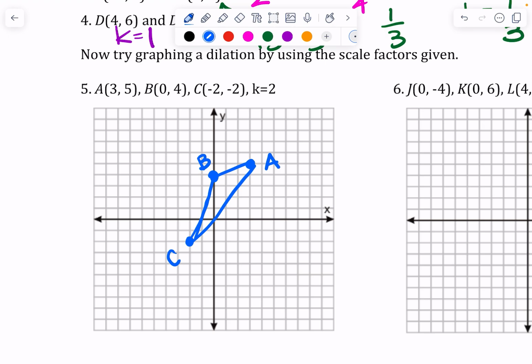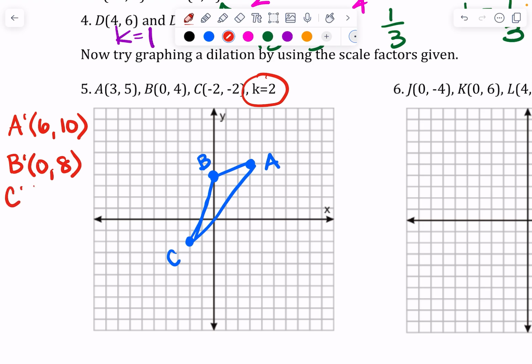Okay, now the scale factor says right here that it's 2. So I'm going to take all the ordered pairs that they gave us, and I'm going to multiply them by 2. So A would become (6, 10), B would become (0, 8), and C would become (-4, -4). And now I'm going to regraph that on my graph.